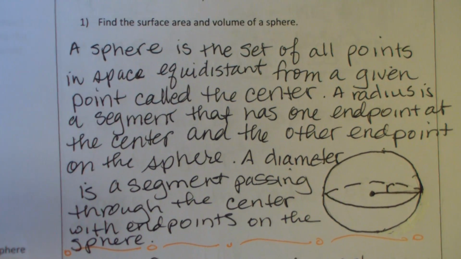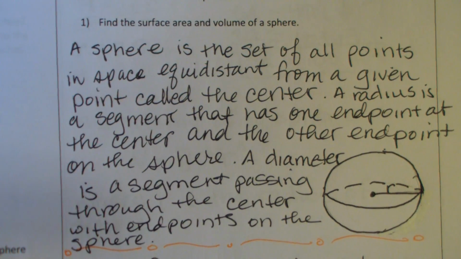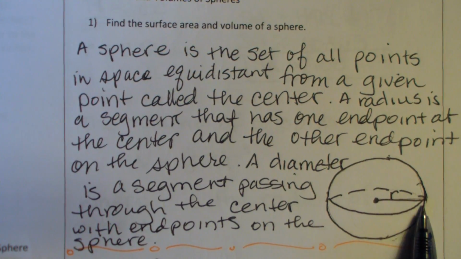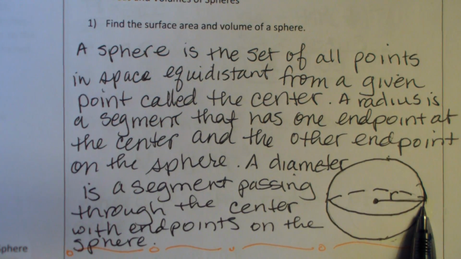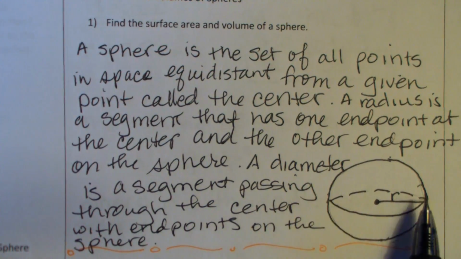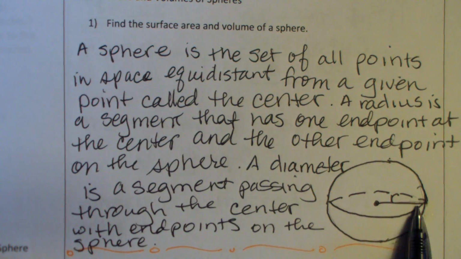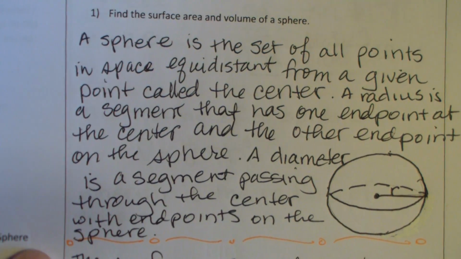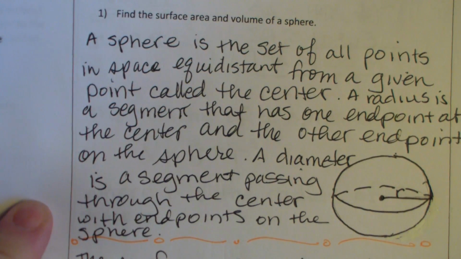A radius is a segment that has one endpoint at the center and the other endpoint on the sphere. A diameter is a segment passing through the center that has endpoints on the sphere. So there is a sphere right there.